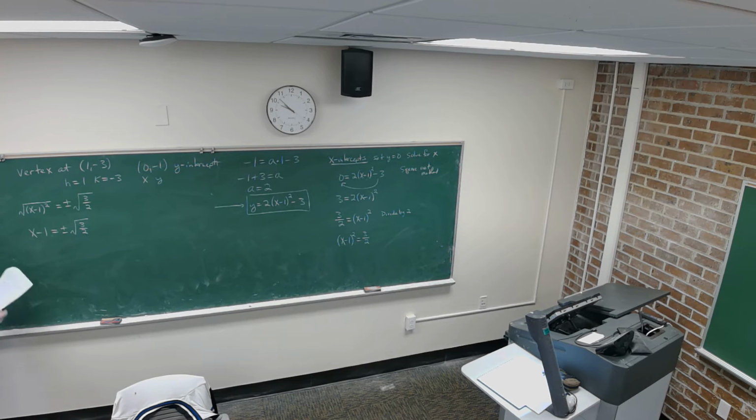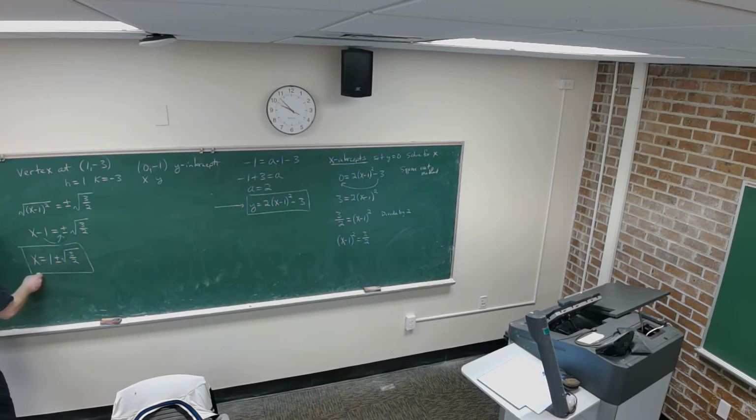Okay? Now we add 1 to both sides, and I've said this in the past: when you add or subtract a number from both sides, you get plus or minus on the right-hand side. Put whatever you're adding or subtracting in front of the plus or minus to avoid confusion. That's what I do. And so we have x is equal to 1 plus or minus the square root of 3 halves.